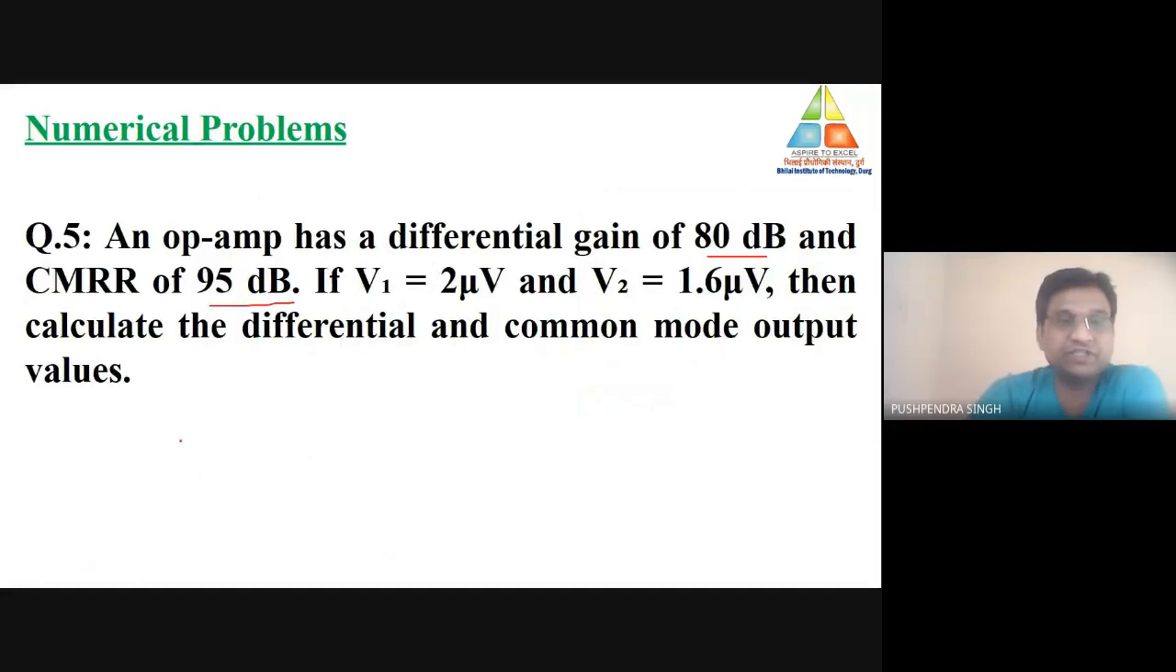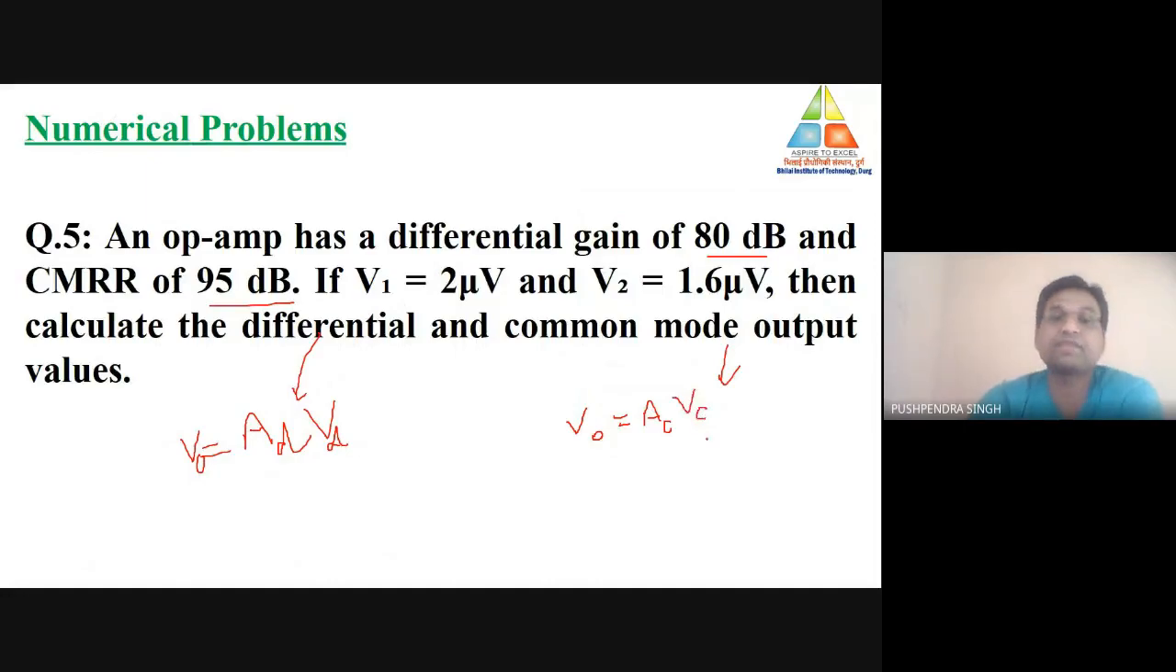So in case of differential voltage, what is the value of output? V0 is equal to AD into VD. In case of differential mode input, V0 is nothing but AD into VD. And in case of common mode, what is the value of output? V0 in case of common mode, it is nothing but AC into VC. What is VD? VD is nothing but the difference of two input signals. So that is nothing but AD into V1 minus V2.